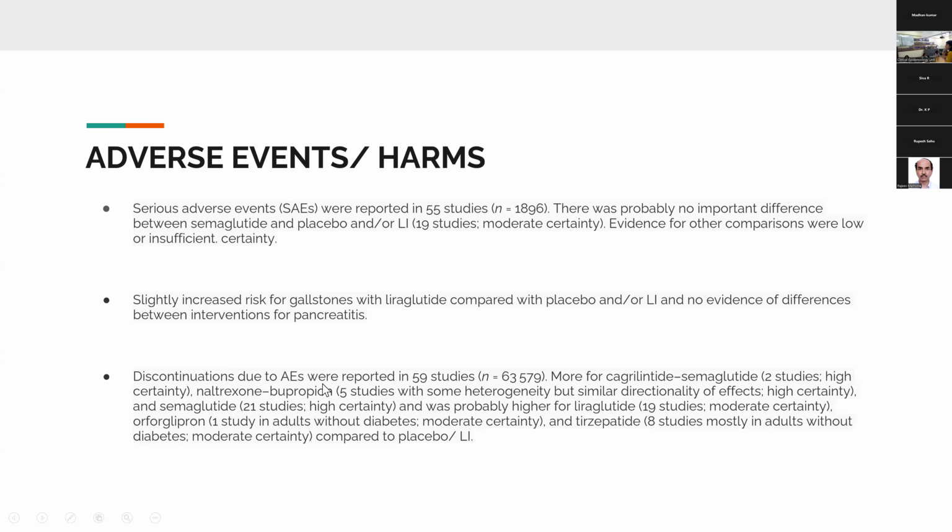Now, discontinuations due to adverse events: almost everyone who was taking some drug discontinued due to adverse events. These are all minor adverse events like nausea, vomiting, bloating, postprandial distress, etc. But there were significant discontinuations for cagrilintide-semaglutide, naltrexone-bupropion, liraglutide, orforglipron, tirzepatide; for everything there was some discontinuation compared to placebo or lifestyle.